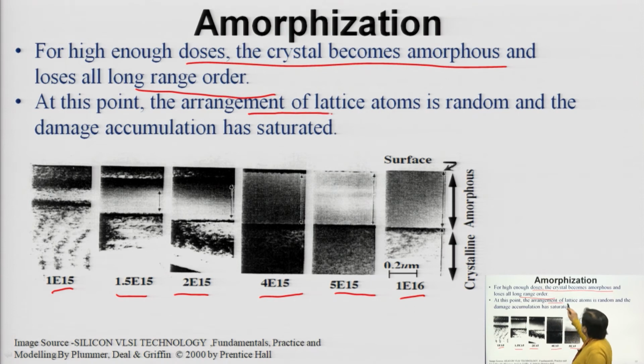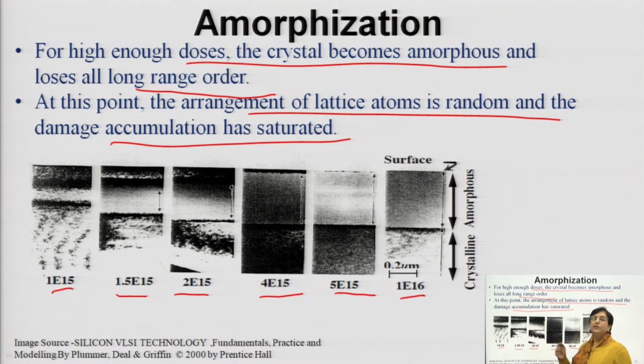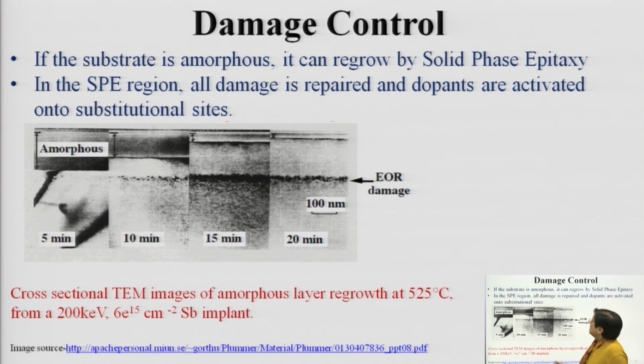At this point, the arrangement of the lattice atoms is random and the damage accumulation has reached its saturation level. Look at 1E15, 1.5E15, 2E15, just see the level at which the amorphization is happening. At 1E16, the range order is only 0.2, where it exists only up to 0.2 micrometer. Beyond that, you will have irregular crystal patterns and total damage to the crystal orientations. Now, if the substrate is amorphous, it can be regrown by solid phase epitaxy.